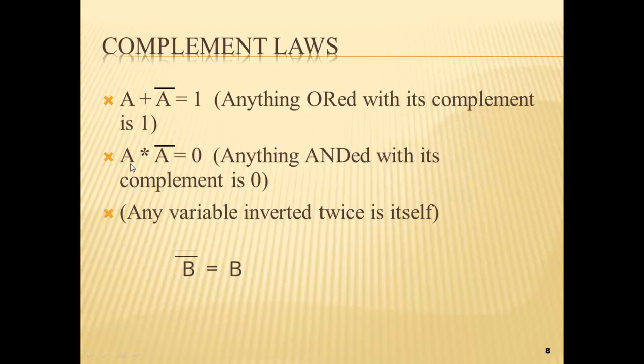AND gates is just the opposite. Two highs gives a high out. Well, if they're opposite of each other, I'm never going to have them both being high, so it has to be 0. So anything ORed with its opposite is a 1. Anything ANDed with its opposite is a 0.